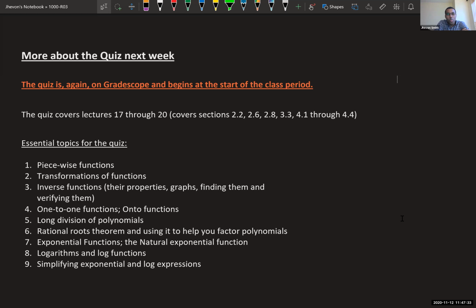So if I graph a one-to-one function, can you tell me that it's one-to-one? Would you be able to tell me that it's not one-to-one? If I graph an onto function, would you be able to tell me that it's onto versus not onto? So yeah, a lot of graphs and pictorial things there as well. A few computations. When it comes to long division of polynomials, that's another topic.